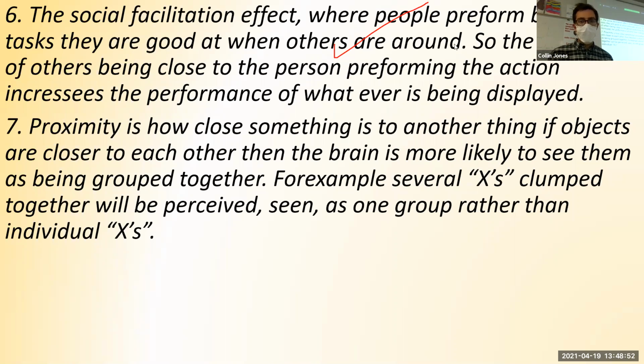Proximity is how close something is to another thing. If objects are closer to each other, then the brain is more likely to see them as being grouped together. Emily asked about Gestalt. What do we know about Gestalt stuff? And they kind of give an example here. This is the Gestalt theory.